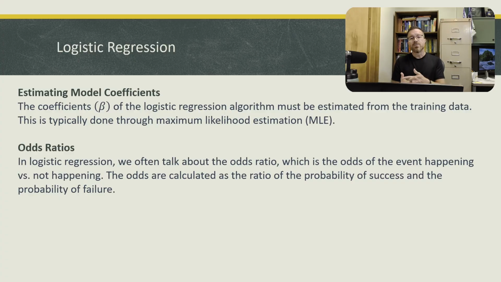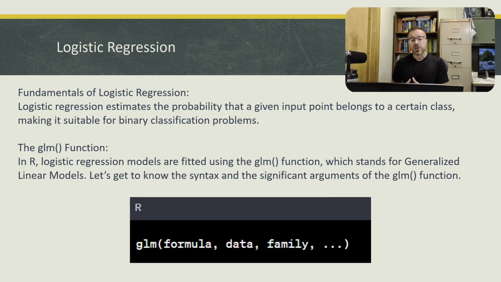Then we have our odds ratio. In logistic regression, we often talk about the odds ratio, which is the odds of an event happening versus not happening. The odds are calculated as the ratio of the probability of success to the probability of failure. So once you've figured out those probabilities, you can actually figure out what the odds ratio are for each of these outcomes. So how do we actually do logistic regression in R?